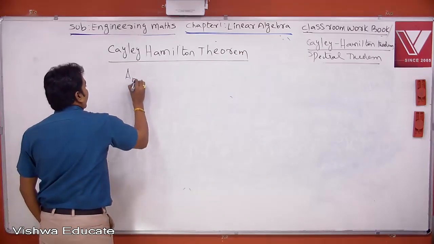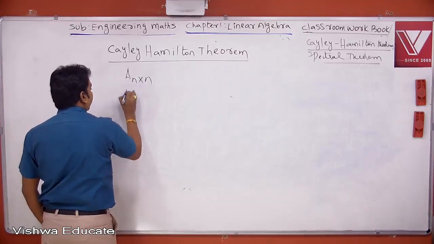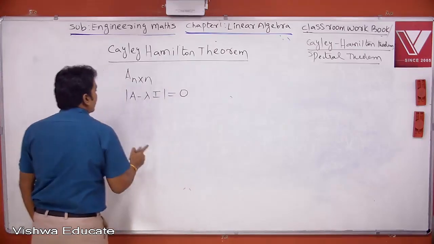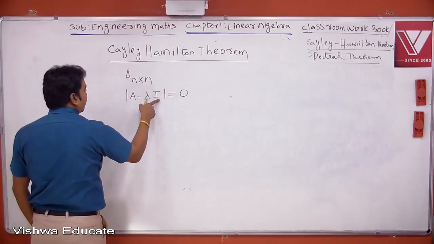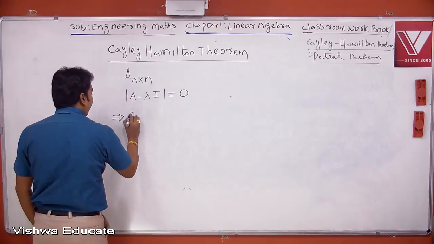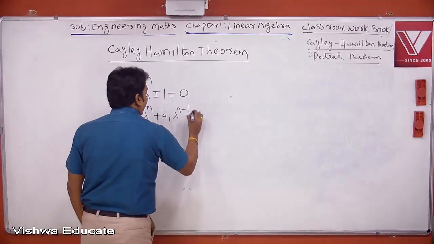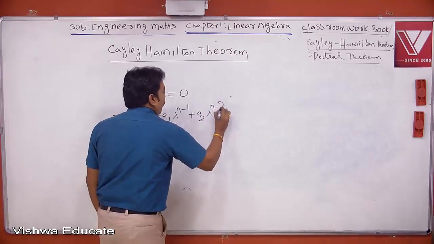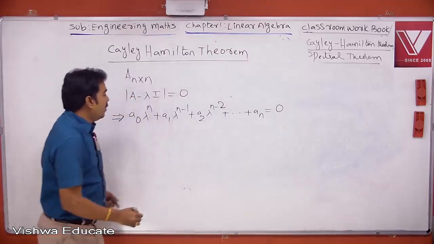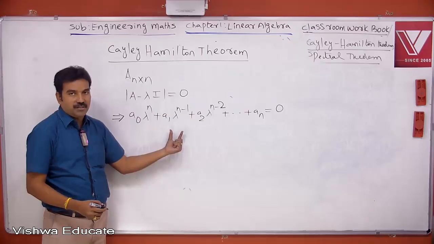Suppose we have an n cross n matrix A. Its characteristic equation is det of A minus lambda I equal to 0. Since it is an n cross n matrix, the characteristic equation is a polynomial of degree n, in this form: a0 into lambda power n plus a1 into lambda power n minus 1 plus a2 into lambda power n minus 2 plus and so on plus an equal to 0. This is the characteristic equation of a general n cross n matrix.